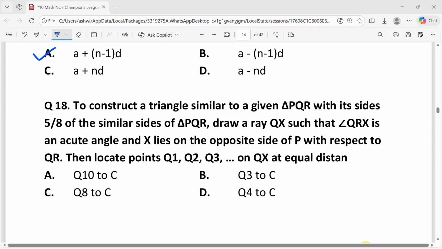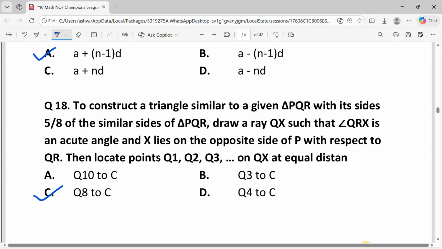Answer is C, Q8 to C. To construct a similar triangle with sides 5 by 8 of the original triangle PQR, the steps involve drawing a ray QX and marking the greater of the numerator and denominator, which is 8, numbers of points at equal distances. The last point Q8 is then joined to the point R, labeled as C in the options.